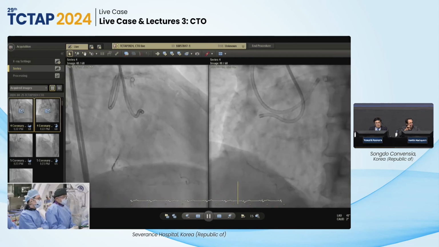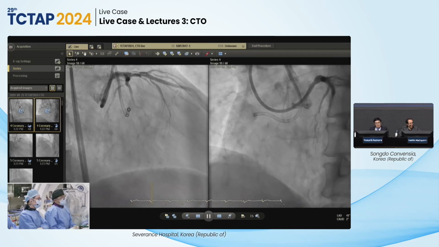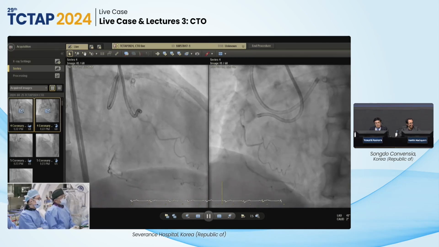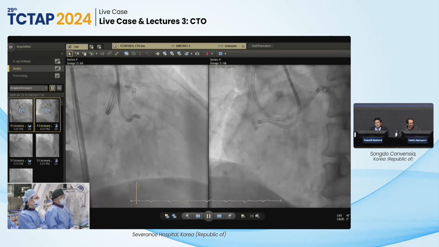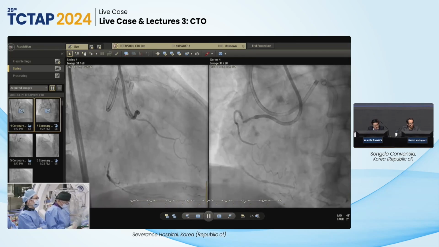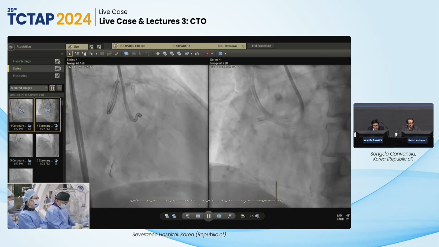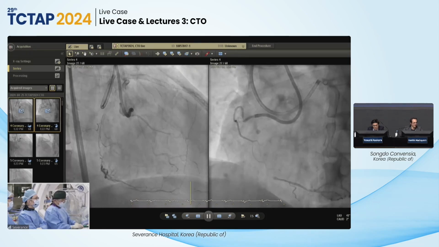So regarding the CTO, I think you have a very good opportunity for antegrade wire escalation, and even if that fails, the retrograde options are quite good. So the chance of getting the CTO done is quite high. I think it's a very, very well chosen case, because you also have a very short time for the live transmission.